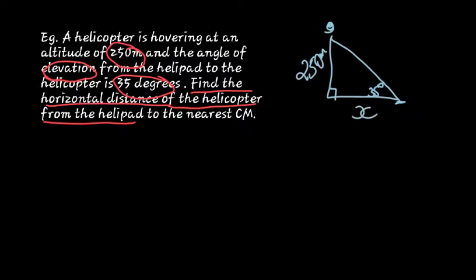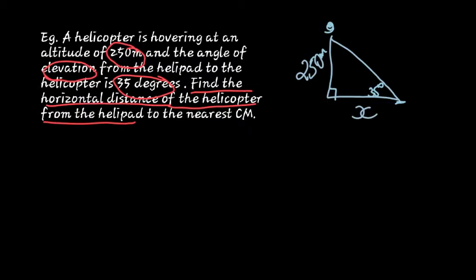So we need to decide what we're going to use, sine, cos or tan. What have we got? We've got our opposite. What are we looking for? We're looking for our adjacent. So which one of those in SOHCAHTOA has our opposite and adjacent in it? And it will be tan.